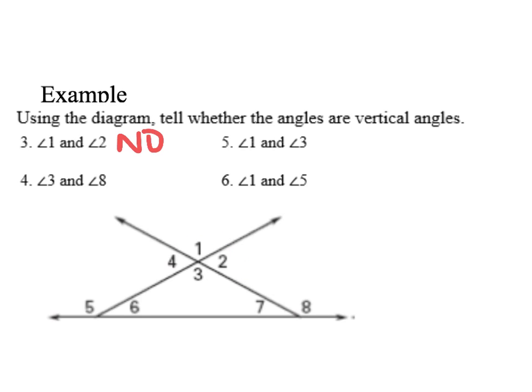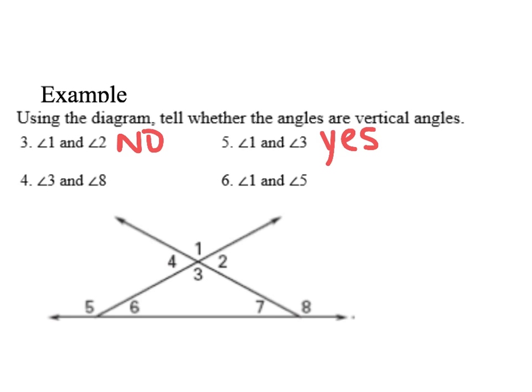Okay, then we have angle 1 and angle 3. Yes, those are vertical angles. Okay, they're exact opposite of each other. They're made up of two lines and one is opposite the other. So yes, those are vertical angles.